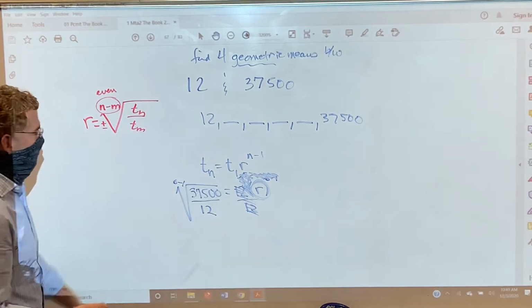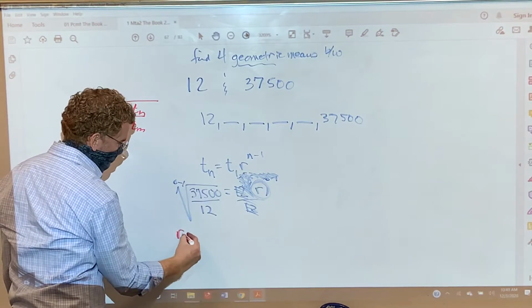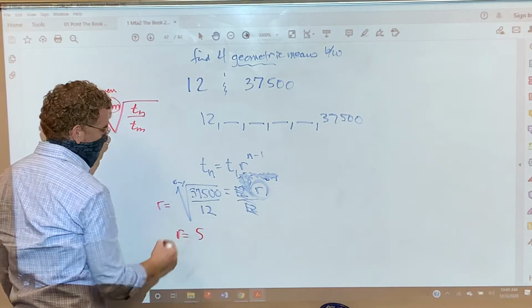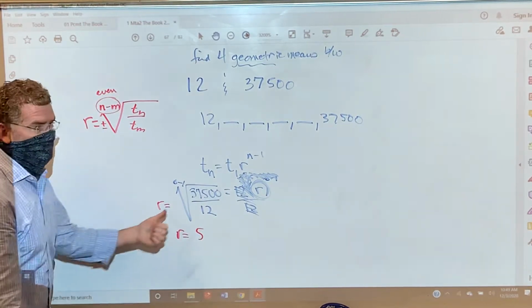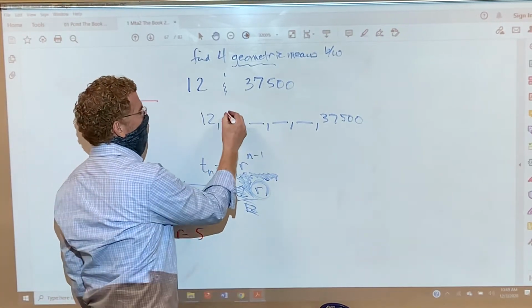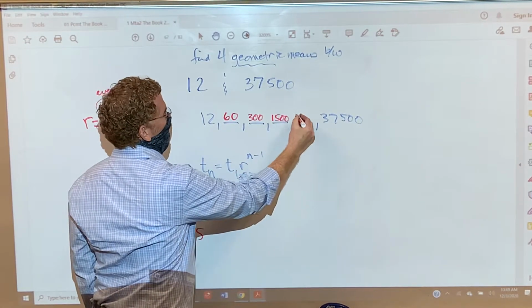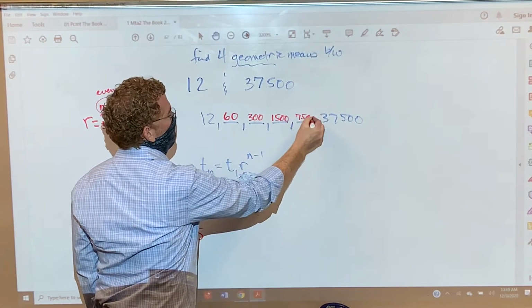I wouldn't have pulled out this formula. I would have just said the 5th root of whatever that is. And when I do that, I get a ratio is 5. And I don't need plus or minus here because it's odd. So once I get 5, I can just go times 5, times 5, times 5, times 5, times 5.